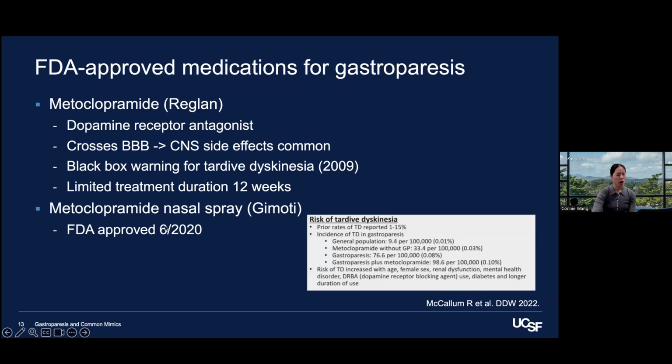And lastly, just to mention that in 2022, the FDA did approve a nasal spray formulation of metoclopramide, which is really nice. You can use this as an antiemetic option. If patients are having a really severe flare-up of their symptoms and not able to take an oral medication, then the nasal spray is a really nice option for them.